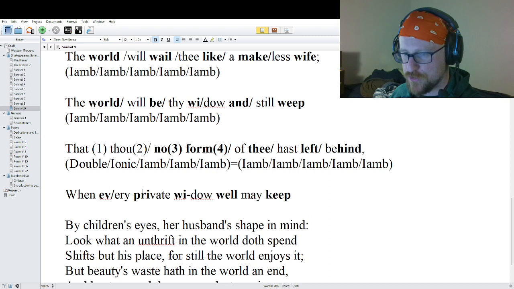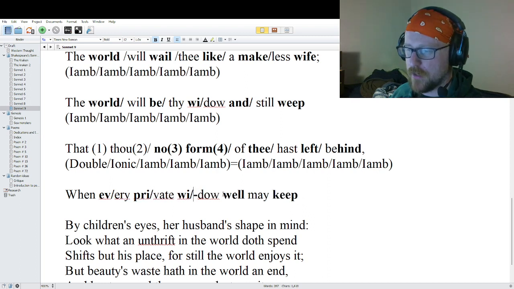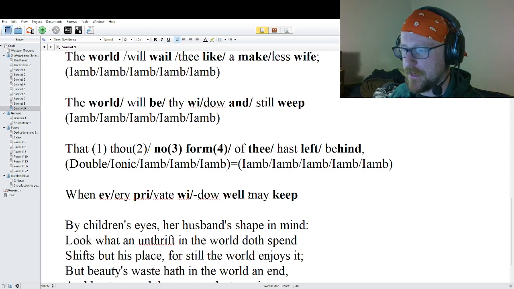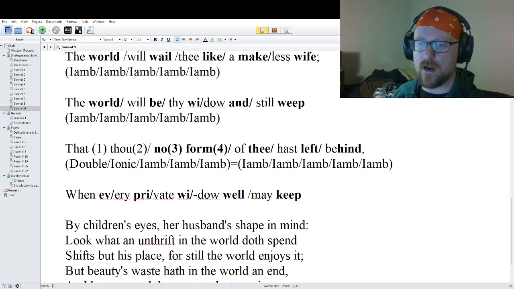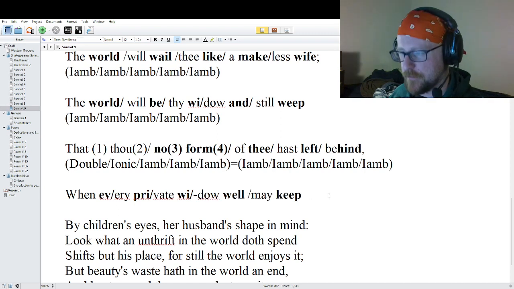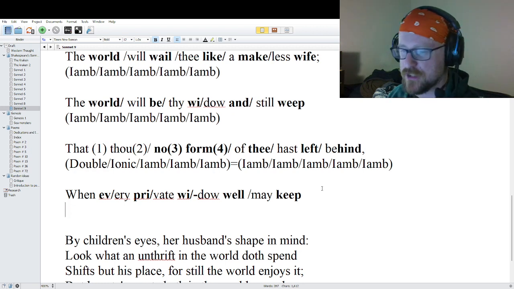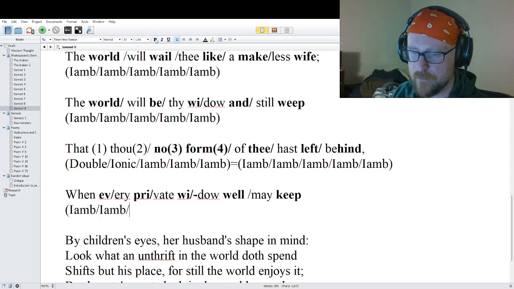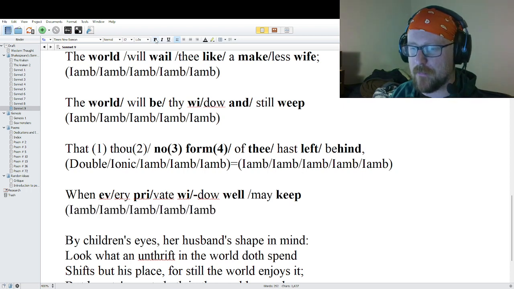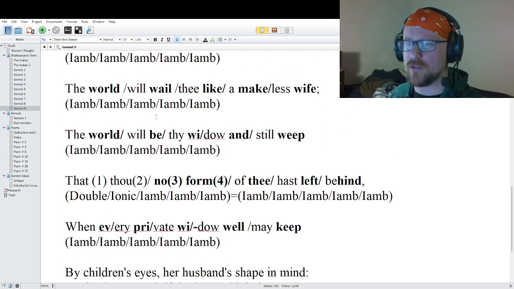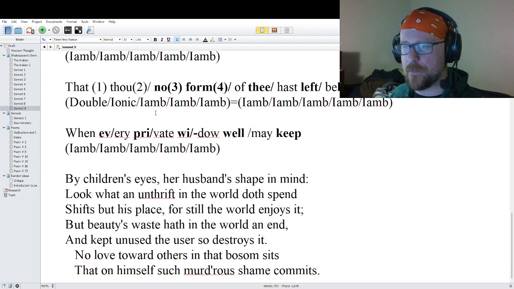And we break this apart. Again, pretty simply iambic pentameter. When every private widow well may keep, right? Pretty simple, guys. Actually, this is probably a great poem for a new person to scan. Great poem. I might keep that in mind. So far, so good, right, guys? So far, so good. We're all seeing this.